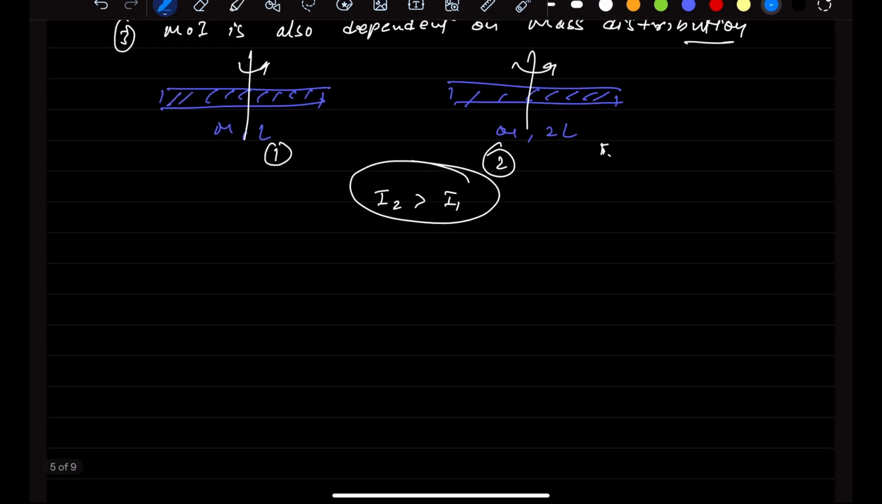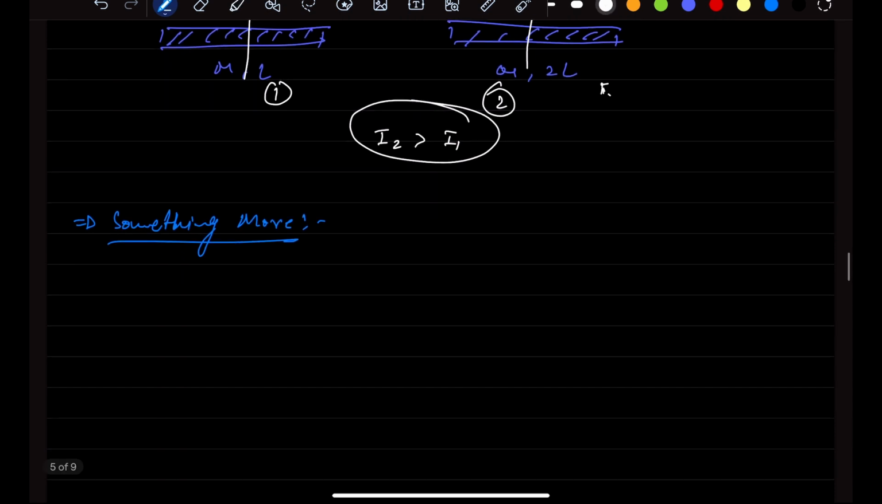Okay, let's know something more about the moment of inertia. Can you tell me, is moment of inertia a scalar quantity or a vector quantity? What is the formula? I equals integration of r square dm. r square is a scalar and dm is also a scalar. So that's why moment of inertia is a scalar quantity.